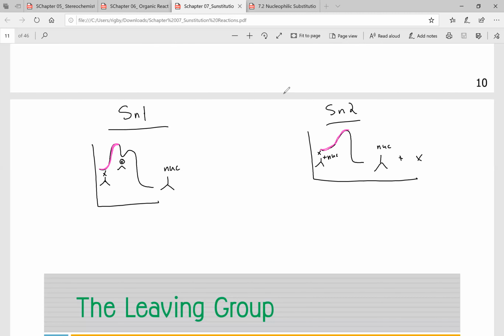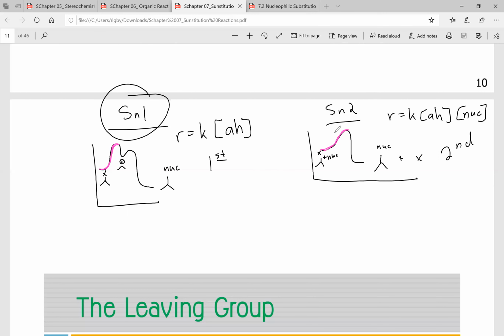So if we look at the rate equations for both of these, we can see that the rate for Sn1 equals k times the alkyl halide, which I'm going to abbreviate AH. And for Sn2, we have rate equals k times the alkyl halide and the nucleophile, which I'm just going to abbreviate NUC. Okay? So notice here that Sn1 is a first order equation and Sn2 is a second order equation. That's where the name comes from. Sn1 is first order, Sn2 is second order. Sn1 is two steps, Sn2 is one step. Okay? So that is the main difference between the two of them.